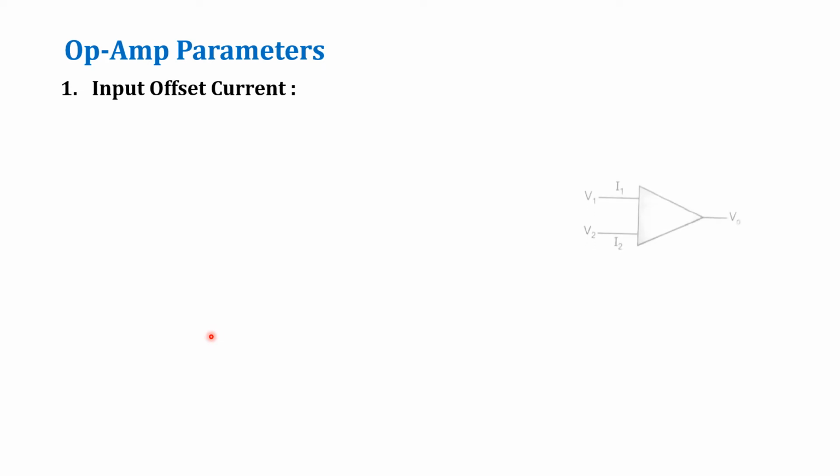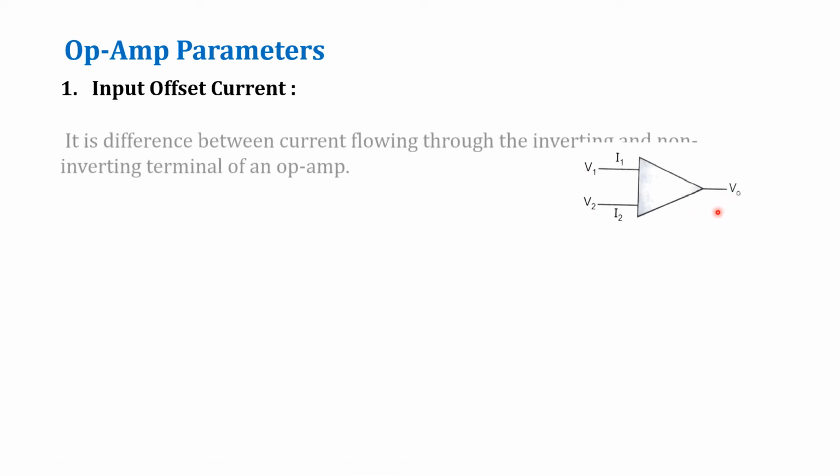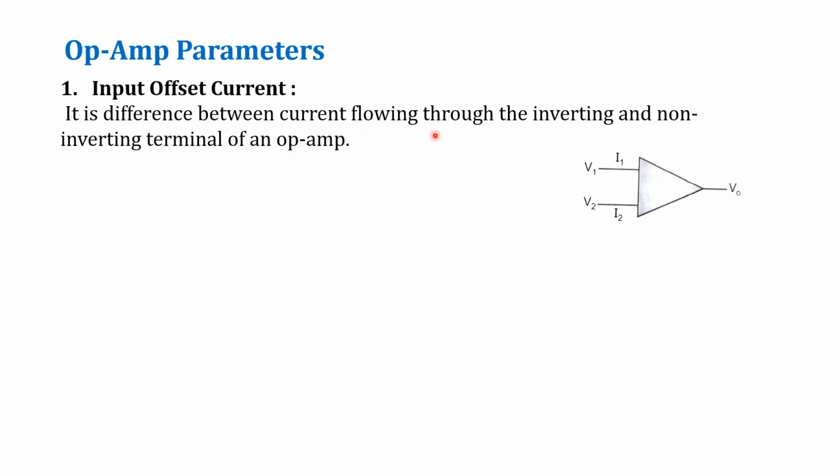Now, what is input offset current? For a given op amp, there are two inputs, V1 and V2. V1 is inverting, V2 is non-inverting, and there is one output V0. The difference between the currents flowing through the inverting and non-inverting terminals of an operational amplifier is I0 equals I1 minus I2. That difference gives the offset current I0, and it is of the order of 20 nanoampere.